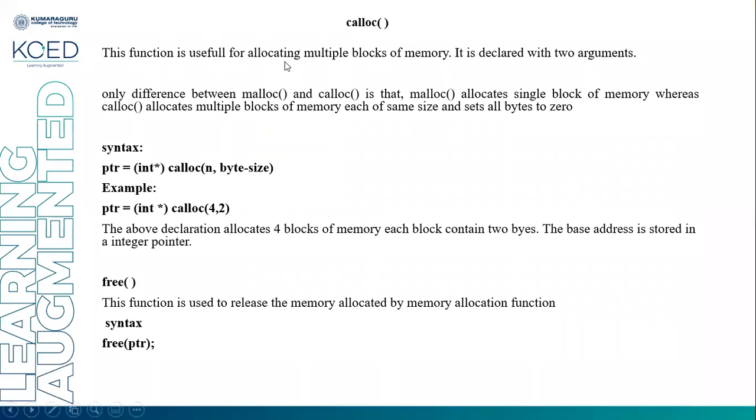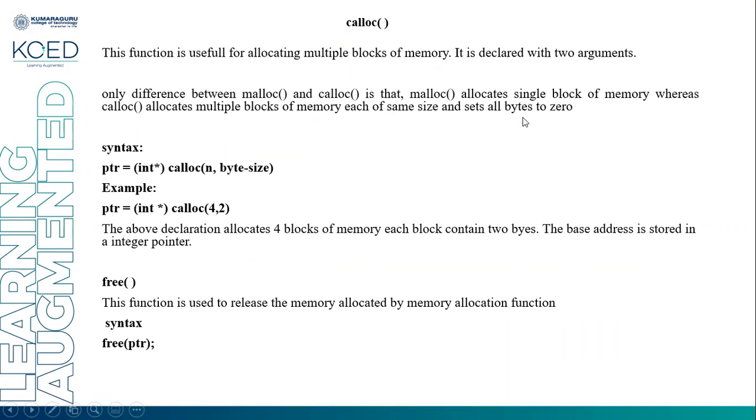calloc. This function is useful for allocating multiple blocks of memory. malloc will allocate a single block of memory. calloc will allocate multiple blocks of memory. It is declared with two arguments. The only difference between malloc and calloc is that malloc allocates a single block of memory, whereas calloc allocates multiple blocks of memory, each block of the same size.